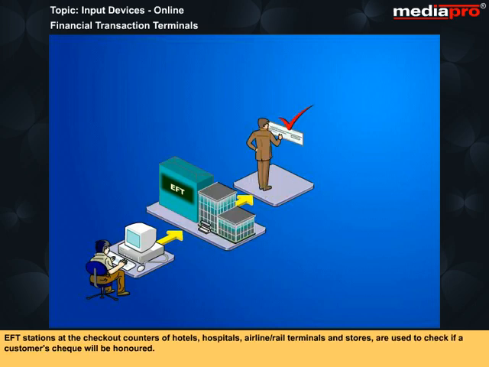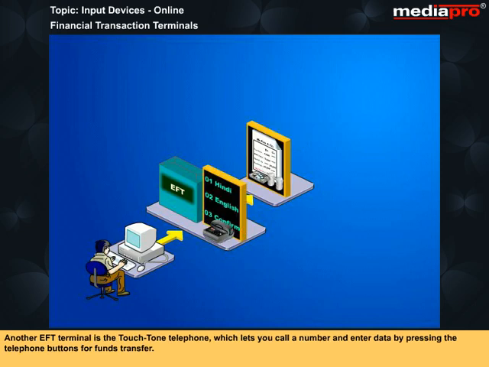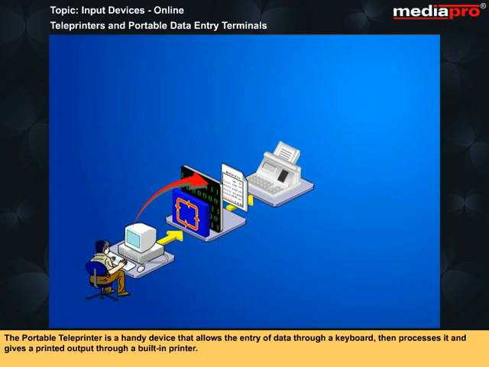EFT stations at the checkout counters of hotels, hospitals, airline or rail terminals, and stores are used to check if a customer's check will be honored. Another EFT terminal is a touch-tone telephone, which lets you call a number and enter data by pressing the telephone buttons for funds transfer. The portable teleprinter is a handy device that allows the entry of data through a keyboard, then processes it and gives a printed output through a built-in printer.